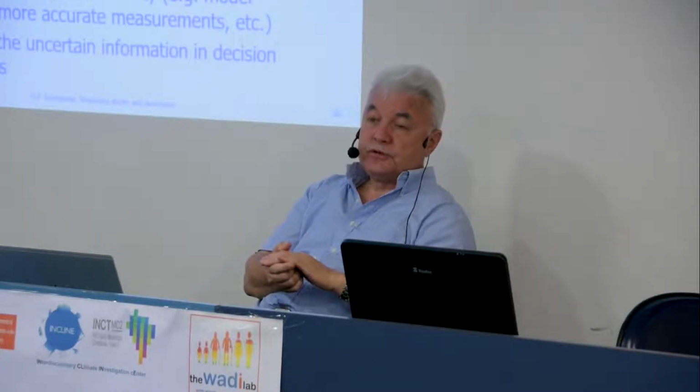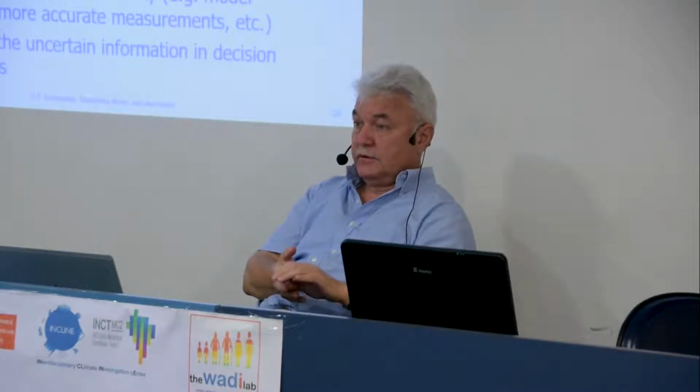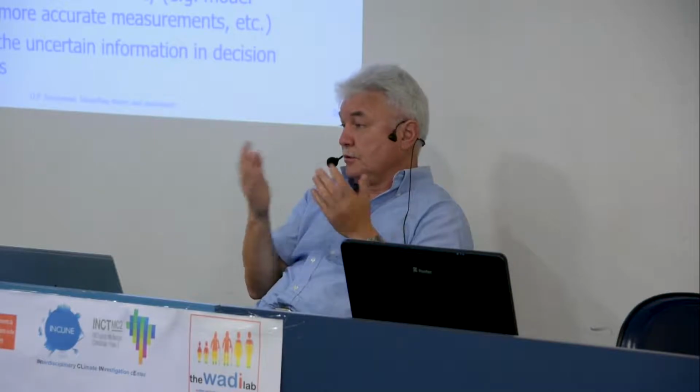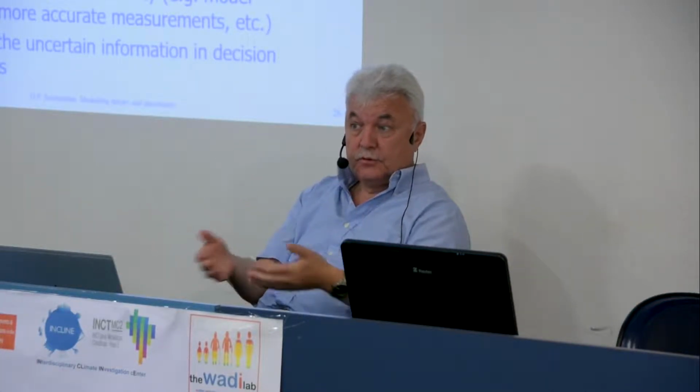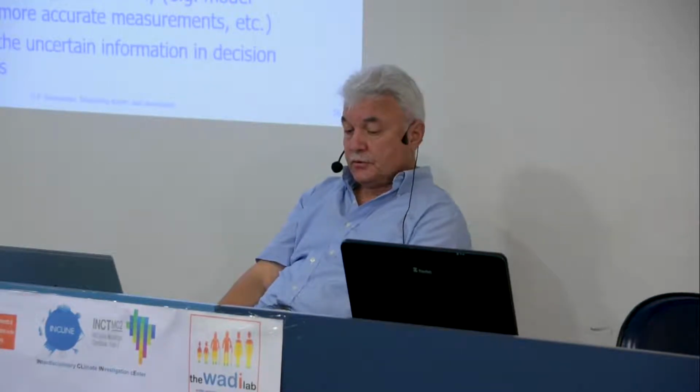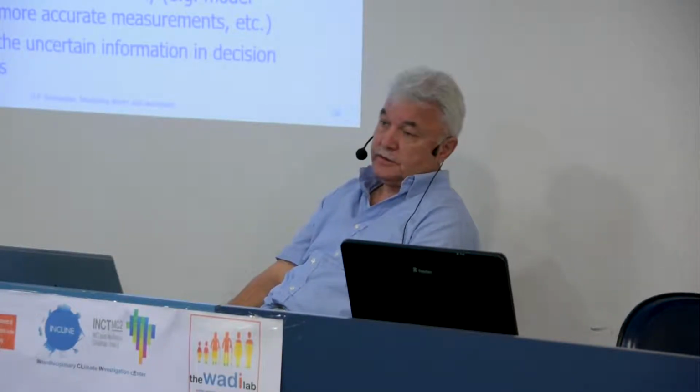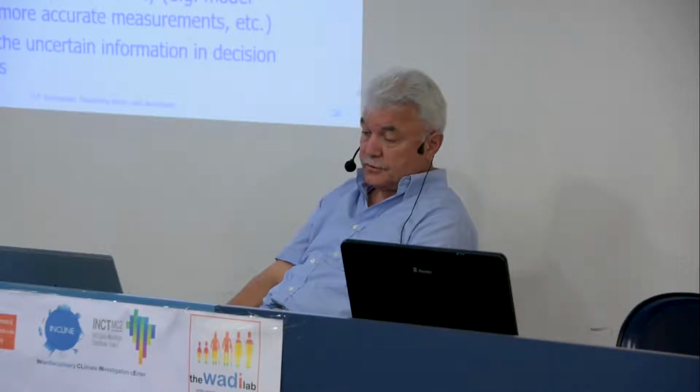Can we reduce uncertainty completely? No, never. There will always be uncertainty because models are not good, data is inaccurate, and so on and so on. You always have multiple sources of uncertainty which will always be present. You cannot reduce uncertainty to zero.